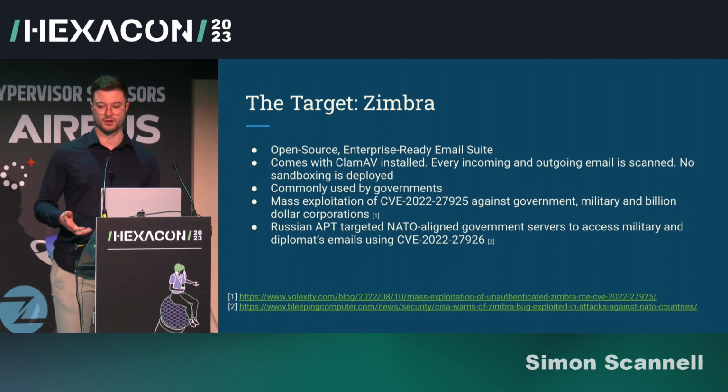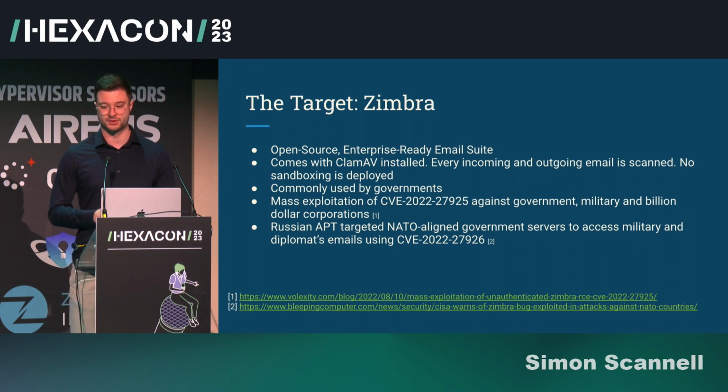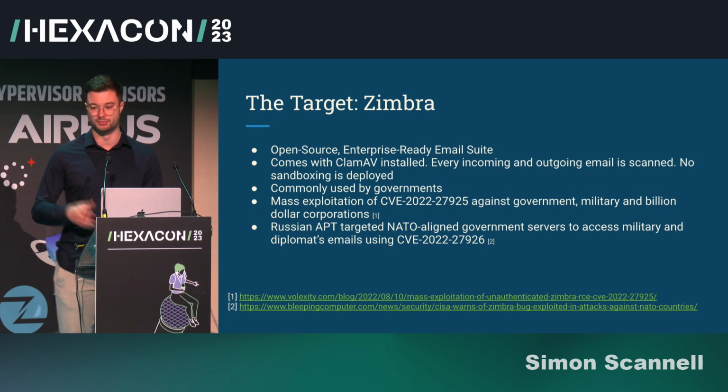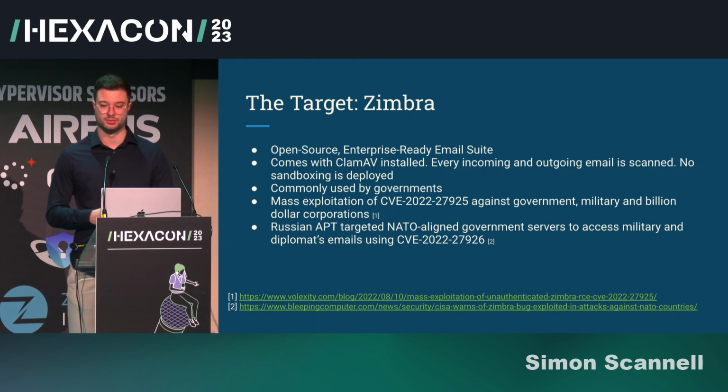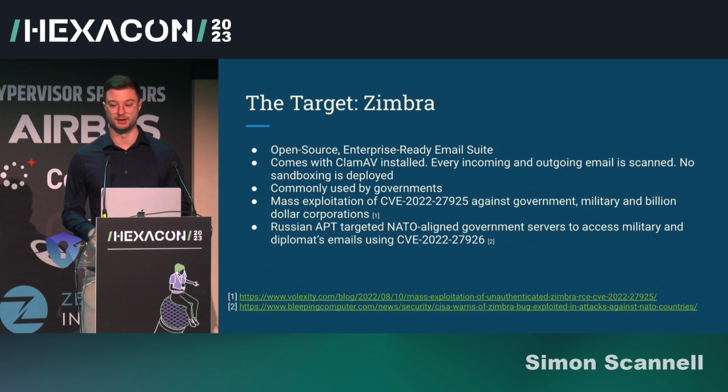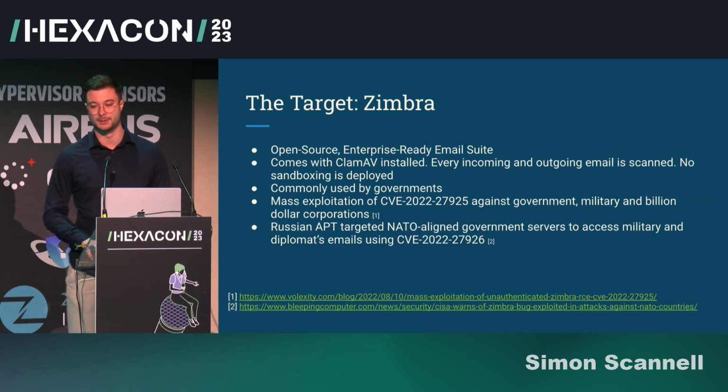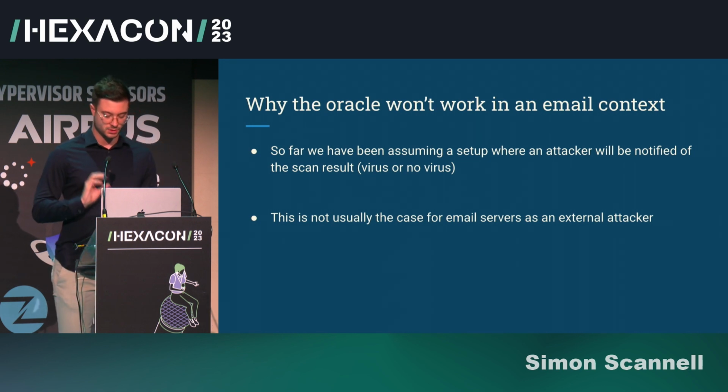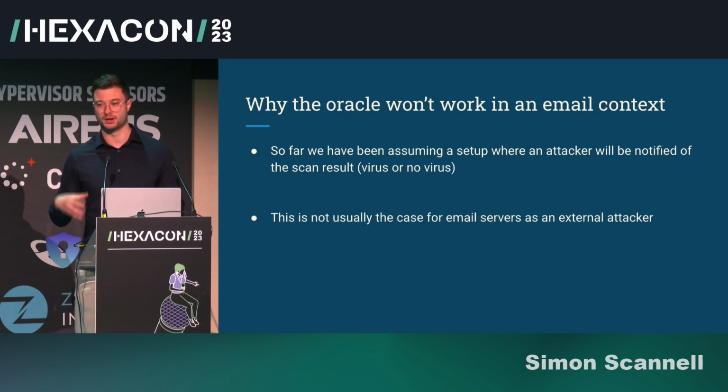Zimbra is commonly used by governments, and there was mass exploitation of different CVEs in the past year. For example, CVE-2022-27925, where Volexity reported on an exploit being used against government, military, and billion-dollar corporations. And then there was also a second exploitation. There's an article on a second exploitation campaign about Russian APTs targeting NATO-aligned government servers to access military and diplomat emails using another CVE.